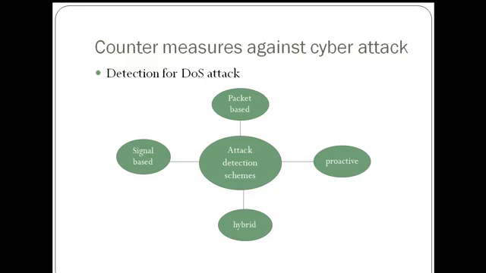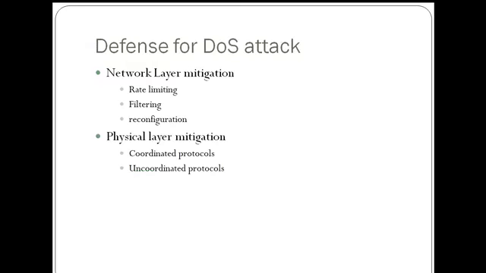Okay, now we have detected the DOS, so let's see how we can defend against the attacks. Generally, there are two methods to defend against DOS attacks. One is the network layer mitigation and the other is the physical layer mitigation. The network layer mitigation is the most widely applied for defending against DOS attacks. And generally, there are a number of approaches for the network layer mitigation.